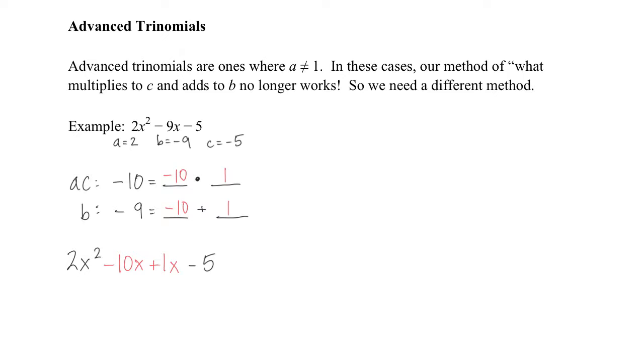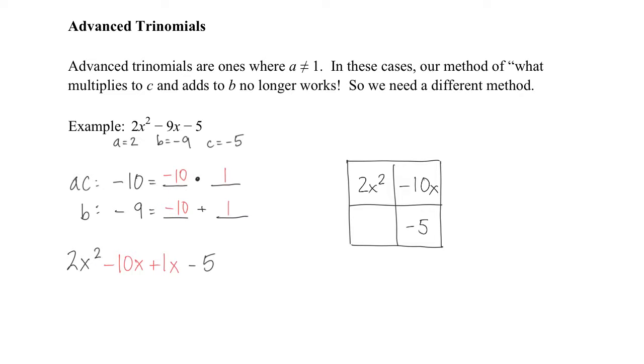Now I'm going to do Punnett square in reverse. So I'm going to draw my Punnett square, my area model, and I'm going to fill in what came here. The 2x squared goes in the upper left, the -5 goes in the lower right. The other two you can do either way you want. Doesn't matter. The easiest way to do this is to pick any column or any row and take the greatest common factor of that row or column. So for example, notice that if I had 2x squared minus 10x, the greatest common factor of just 2x squared and -10x would be 2x.